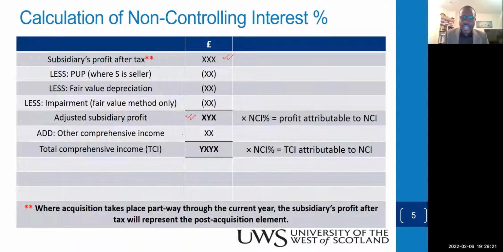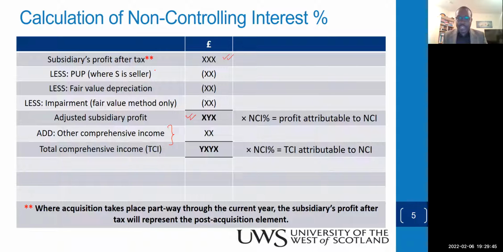From this, assuming there is no other comprehensive income, we look out for the NCI's portion and attribute it to him. But if there's any other comprehensive income, we add it up. Whatever we get as the total comprehensive income, we assign the percentage of the NCI to him. All right. Now, the question is, there's an asterisk.